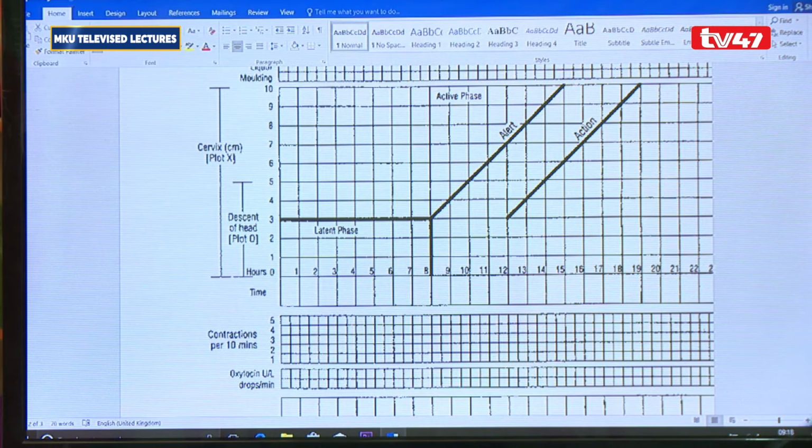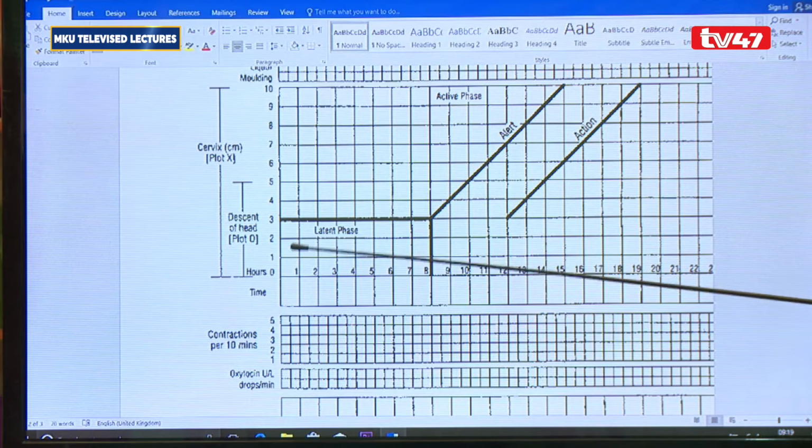Now, when a mother, or a client, comes in labor and is in the latent phase, we expect the first-time mothers, whom we call the primigravida, to progress slowly. But the mothers who have delivered before, whom we call the multigravida, progress rather faster than the primigravida. So what does our graph here mean?